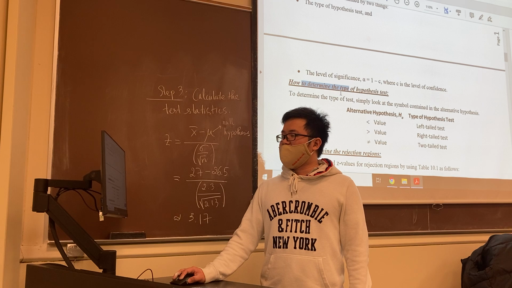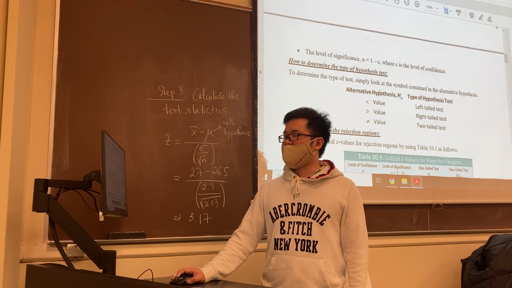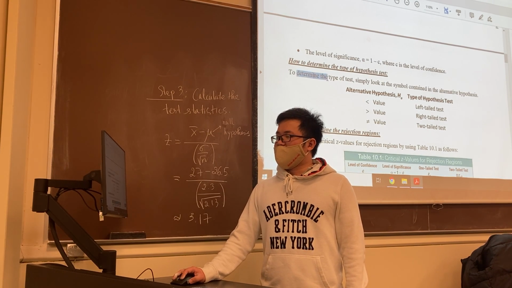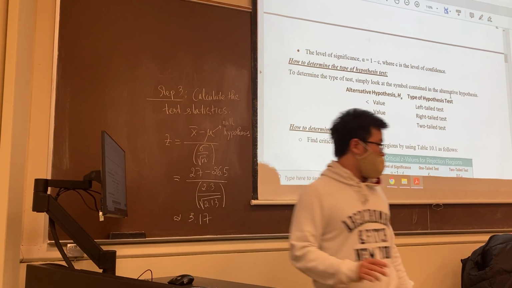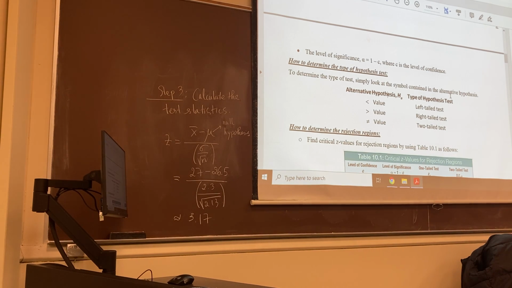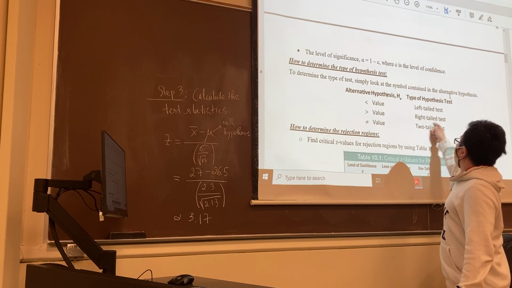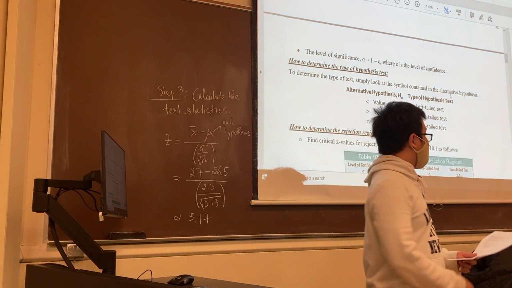How to determine the type of hypothesis test? To determine the type of test, simply look at the symbols contained in the alternative hypothesis. You see that the symbol here is greater than. So the type of hypothesis test here is the right tail test. This is the right tail test.